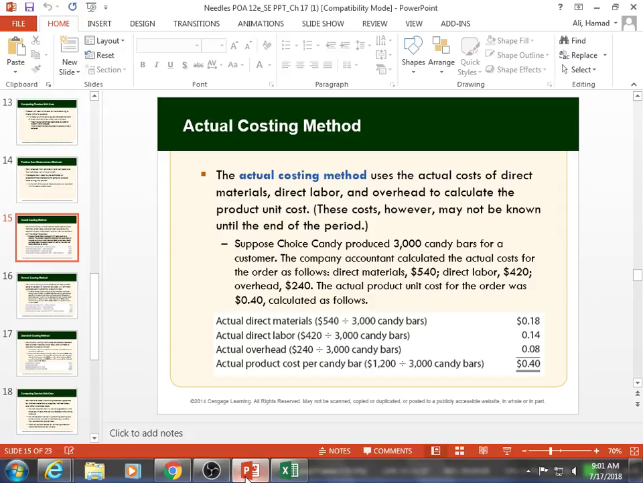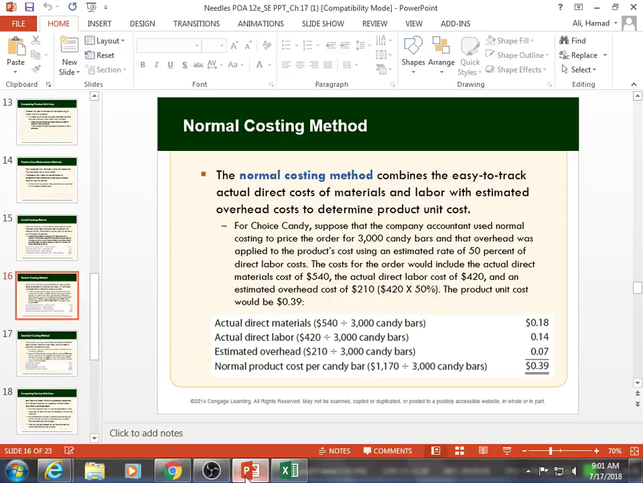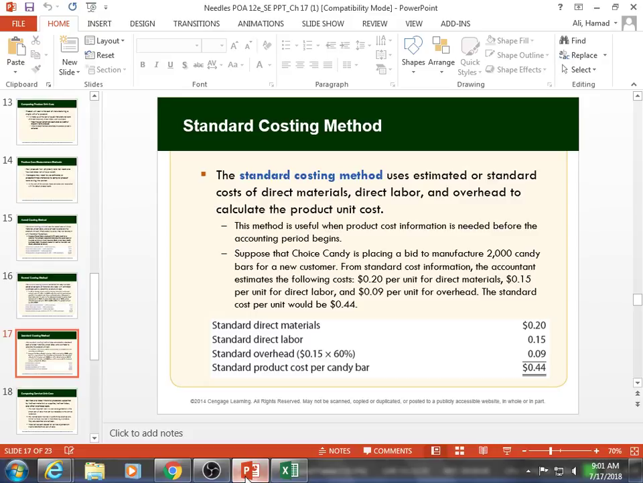Under the standard method, you have to put some kind of standards or benchmarks. You have to estimate your material, your labor, and your overhead. The three of them are estimated. You set standards for the material you're going to use, for the labor that's going to be incurred, and for the overhead.